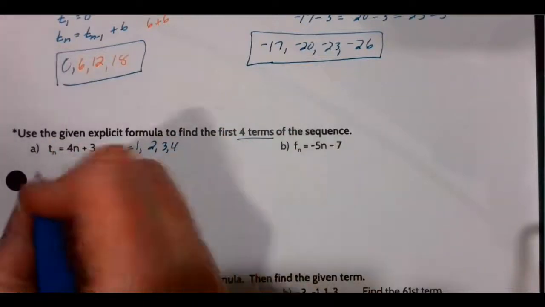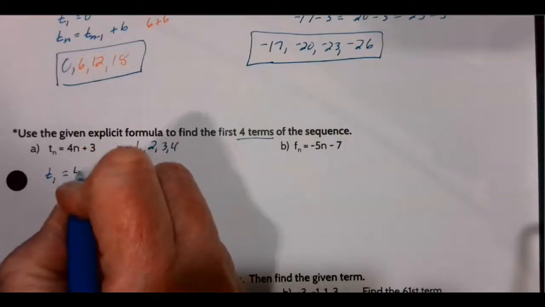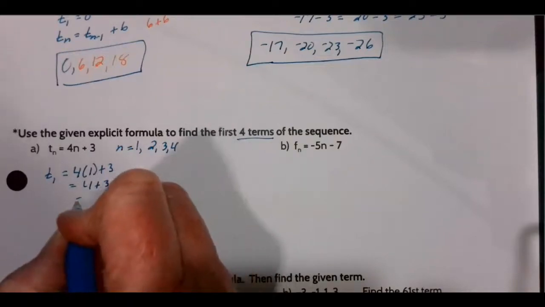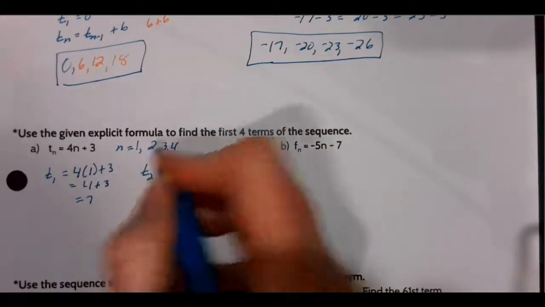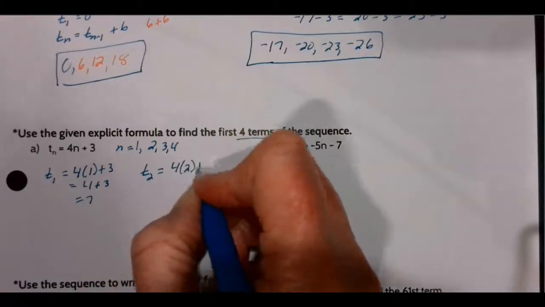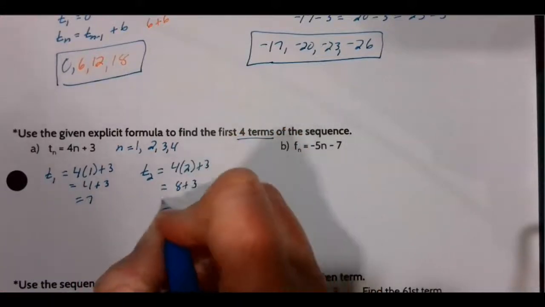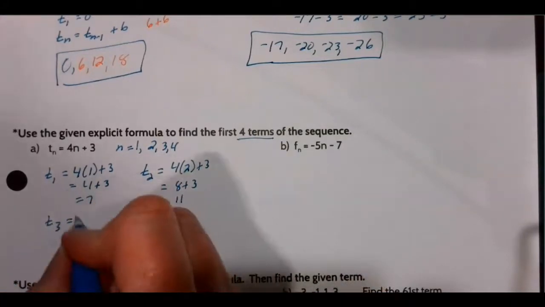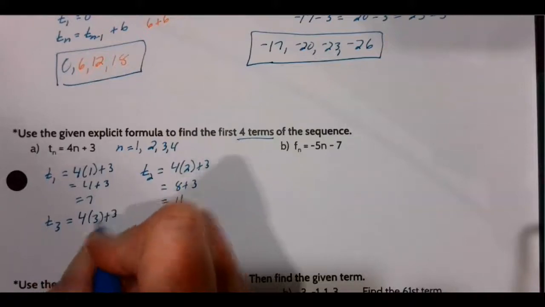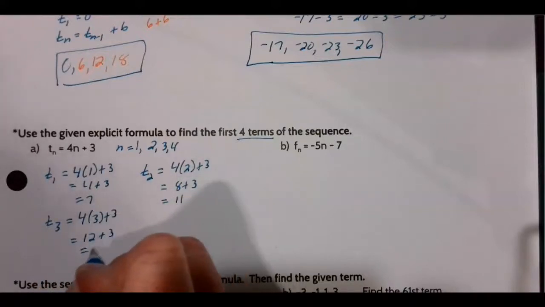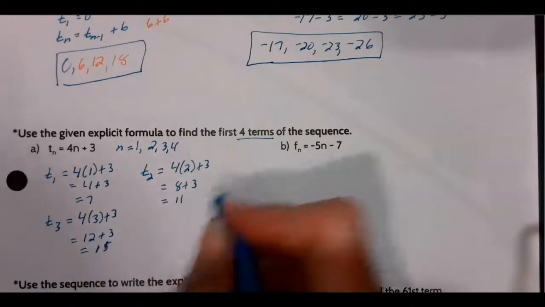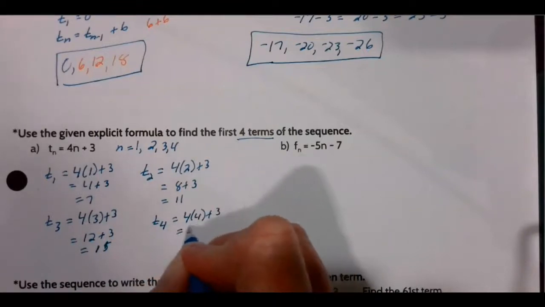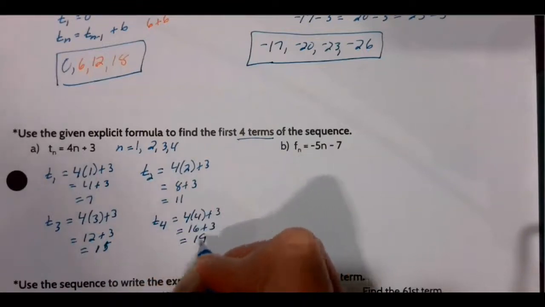So I'm going to find t sub 1 is equal to 4 times 1 plus 3, which is 4 plus 3, or 7. T sub 2, my second term, would be 4 times 2 plus 3. That'd be 8 plus 3. That'd be 11. Then I'm going to find t sub 3. So I'm finding the third term. 4 times 3 plus 3 is equal to 12 plus 3, which is 15. And then t sub 4, I'm going to take 4 times 4 plus 3. I get 16 plus 3, which is equal to 19.